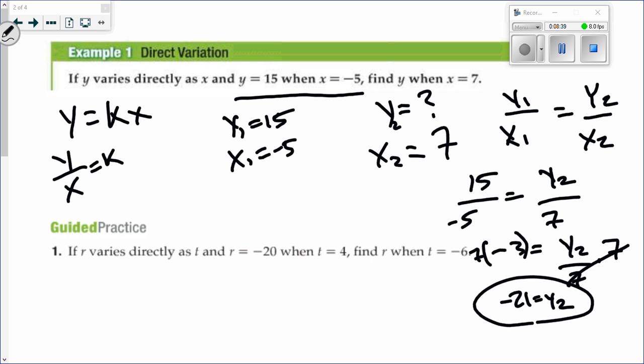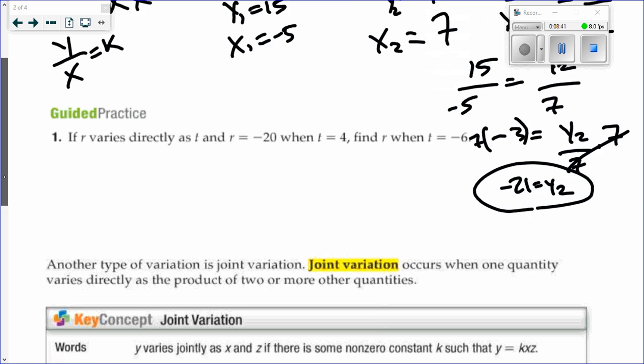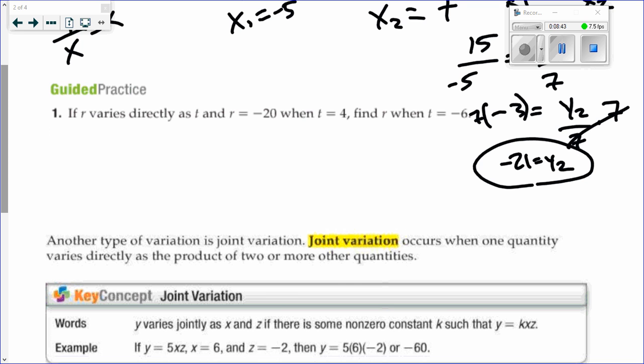All right, let's take a look at the next example. Actually, you guys go ahead and pause. Try this guided practice problem on your own. All right, if you're coming back to us, let's take a look at it together. R varies directly as t. That gives me that R is equal to t times some constant of variation. This, of course, gives us that R divided by t equals the constant.